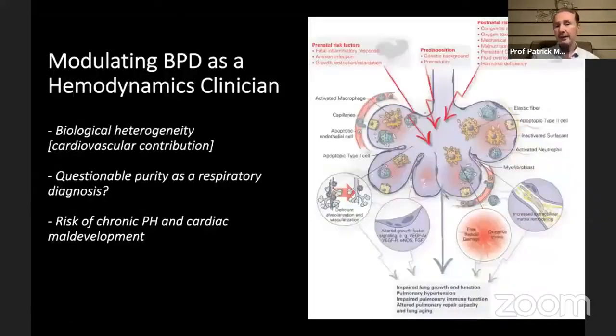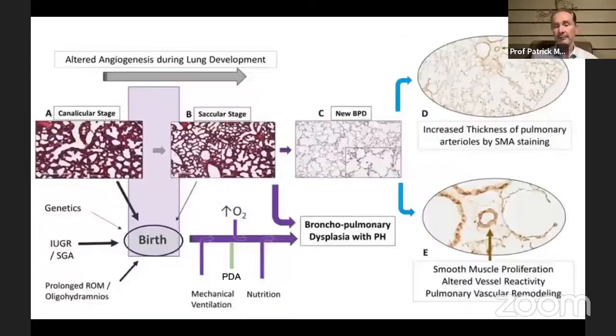So as a hemodynamics clinician, how do we think about BPD? Well, the first thing we recognize is it's very complex. There are many, many determinants of this illness, some of which may be cardiovascular. Secondly, we actually question the purity of this as an isolated respiratory disease. And thirdly, it's important to recognize that infants with BPD have a higher than normal risk of chronic pulmonary hypertension and cardiovascular maldevelopment. So if we think of the determinants of abnormal lung parenchymal and vascular development, it's incredibly complex.